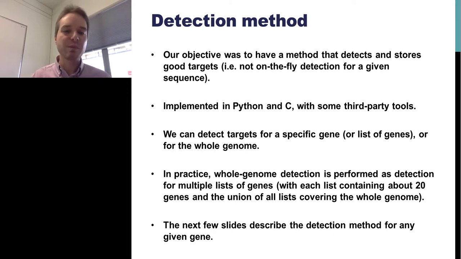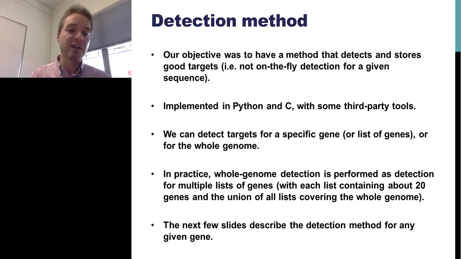It also uses some third-party tools like Bowtie, for instance, for alignments. The way it's set up, we can detect targets for a specific gene, or a list of genes, or the whole genome. In practice, because of memory limitations, the whole genome target detection works by taking the list of genes for the genome, creating lists of 20 to 25 genes, and processing one list at a time, because otherwise we have memory issues when we run the method.